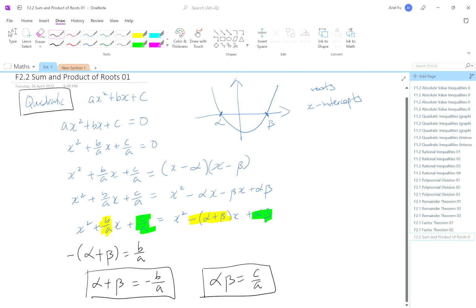Okay, so that is a general rule for a quadratic for the sum and product of roots. This is the sum, this is the product.